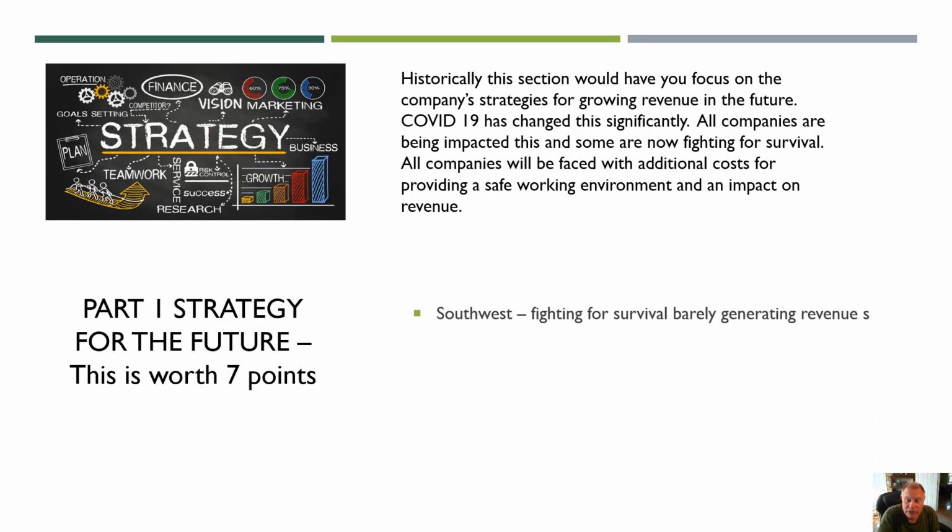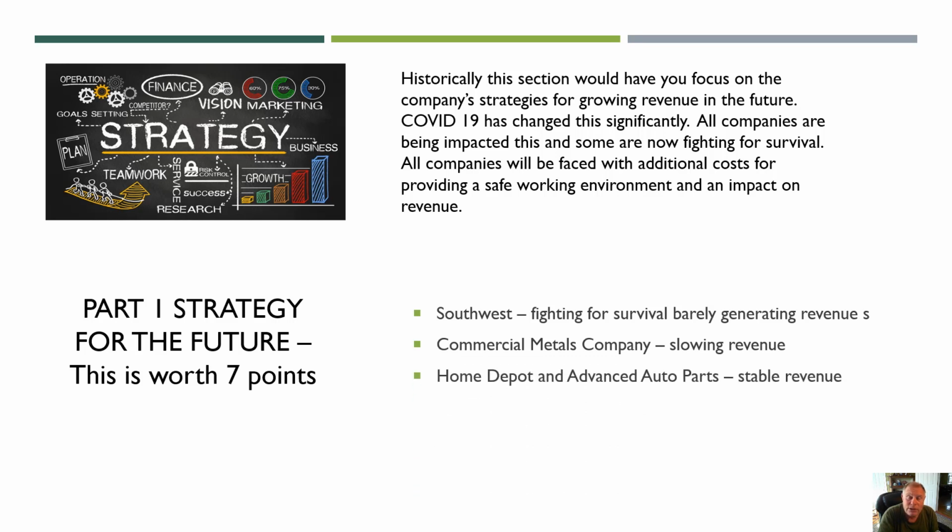Let's just take a look at what's going on with the companies you're working on. Southwest, fighting survival. The revenue has gone down to almost nil. Commercial Metals, slowing revenue. Home Depot and Advance Auto Parts seem to be stable. So Southwest is in survival mode, Commercial Metals is trying to stay focused, Home Depot and Advance Auto Parts are going to say, well, how can we grow from this?